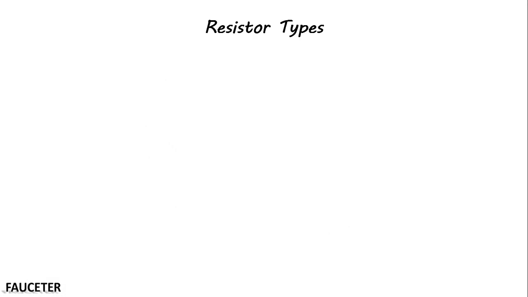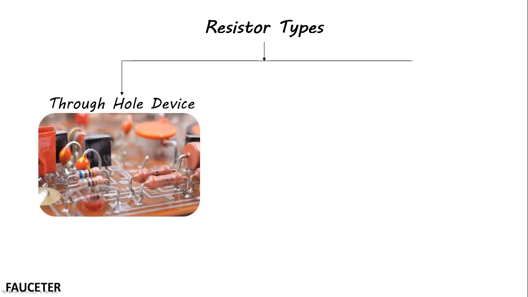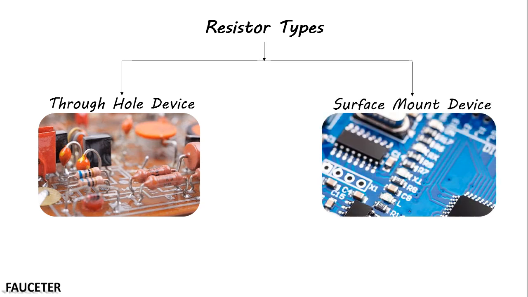Then move on to the resistor types. Nowadays, the widely used resistors are classified into two types. The one is the through-hole resistor. It is widely used in our electronic projects. The other one is the surface mount resistor. It is widely used in PCBs, that is, printed circuit boards.